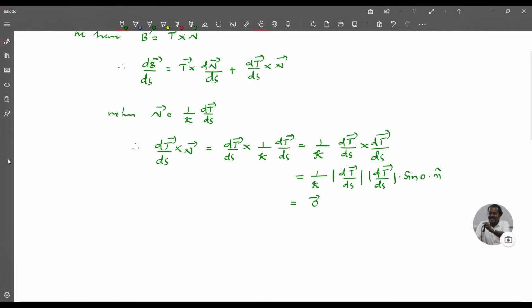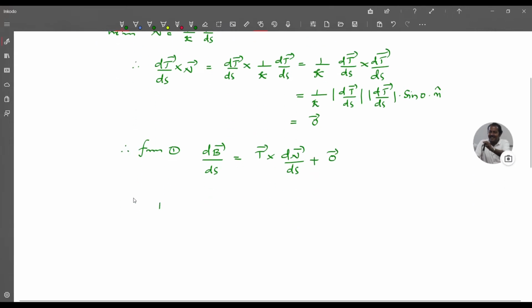Therefore, if you take this as equation 1, from 1 dB by ds is equal to T cross dN by ds plus the zero vector. So dB by ds is T cross dN by ds.